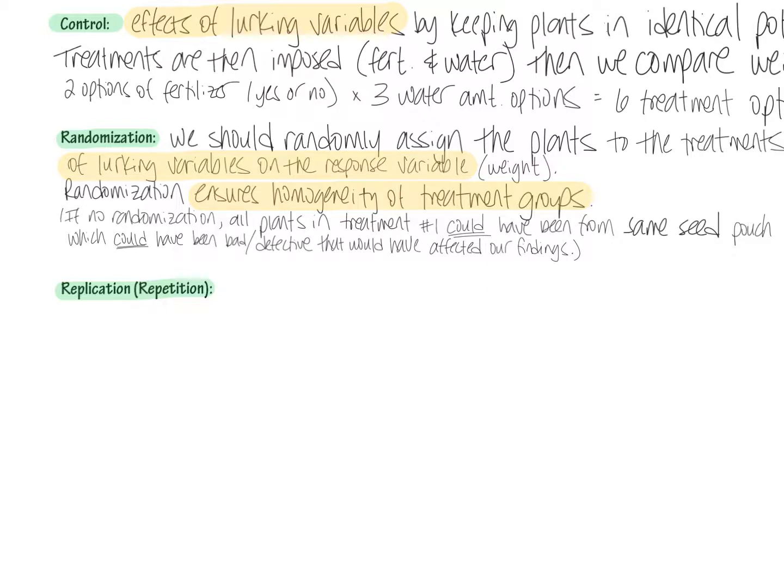So that's why you randomly assign stuff, because what it does is it balances the effects of the lurking variables like we have here, and it ensures that each of our treatment groups are the same, meaning that they are going to display the same effects once we impose our treatments.